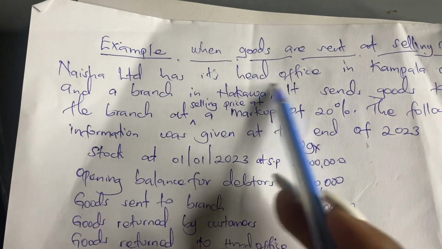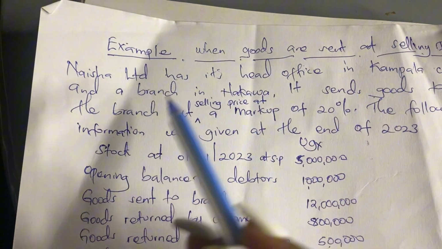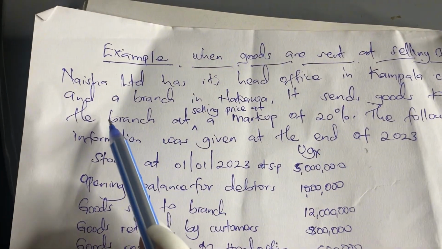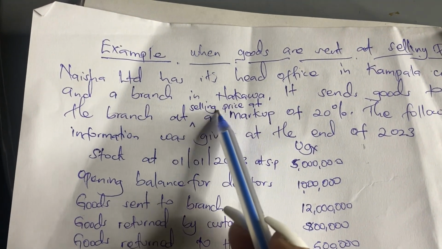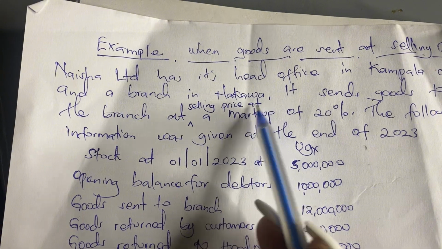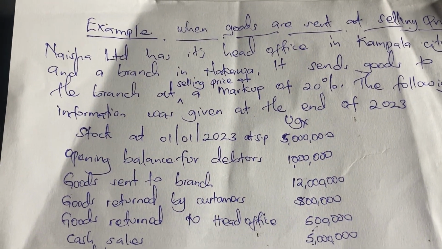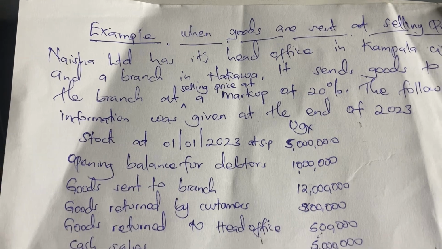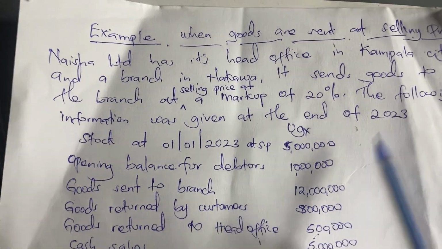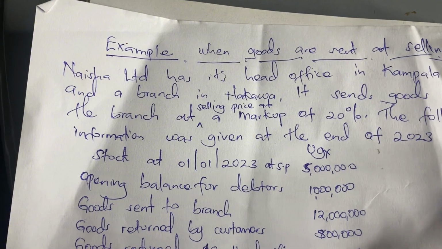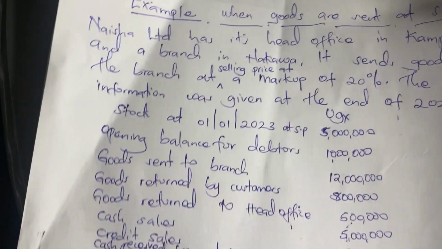Naisha Limited has its head office in Kampala City and a branch in Nakawa. It sends goods to the branch at a selling price at a markup of 20%. So whenever they give you a markup or a margin, just know that goods are sent at a selling price. The following information was given at the end of the year 2023.